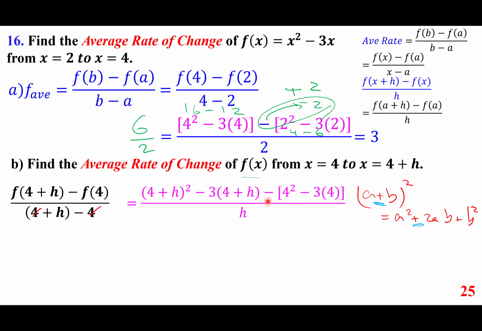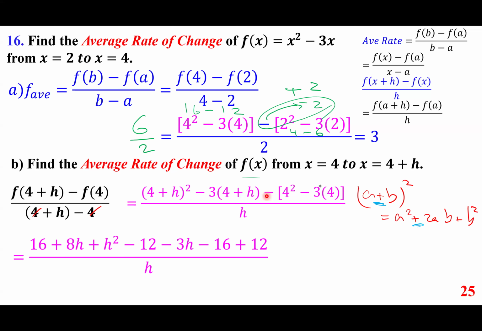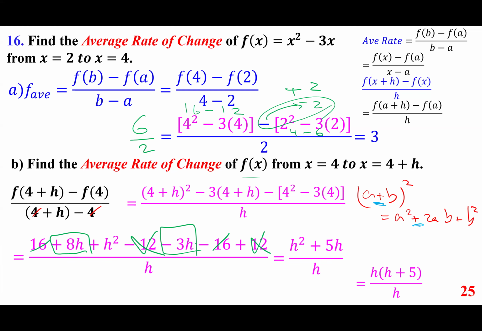This is 16 minus 16. This is minus 12 plus 12. I am not simplifying the brackets in because of the following reason. We can easily see this cancels this one. This guy cancels this one. And then 8 and negative 3 add up to 5h. So h squared plus 5h. I can factor the h out, drop the h, you get h plus 5 as the final answer.